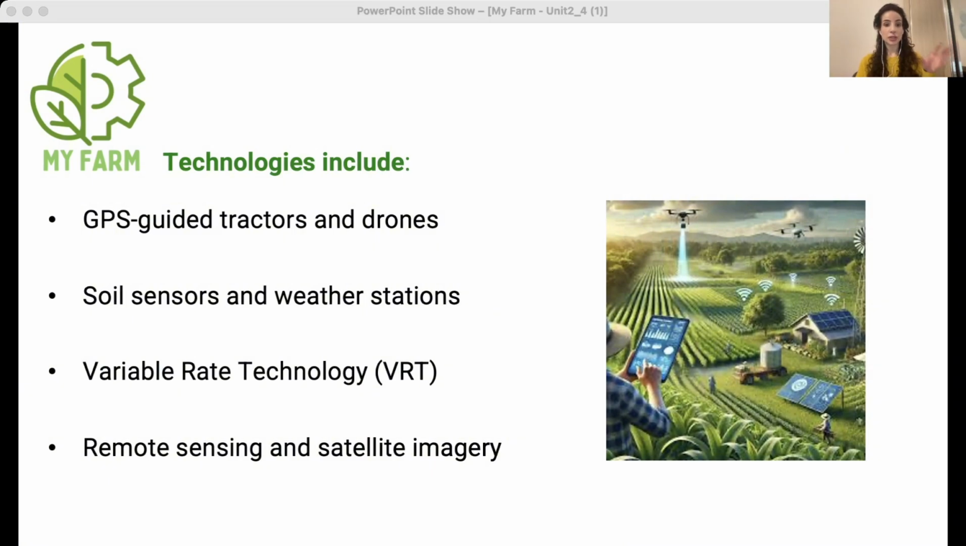Technologies used in precision agriculture include GPS-guided tractors, drones, soil sensors, weather stations, and satellite imagery. These tools allow farmers to apply inputs such as fertilizer, water, and pesticides exactly where and when they are needed.